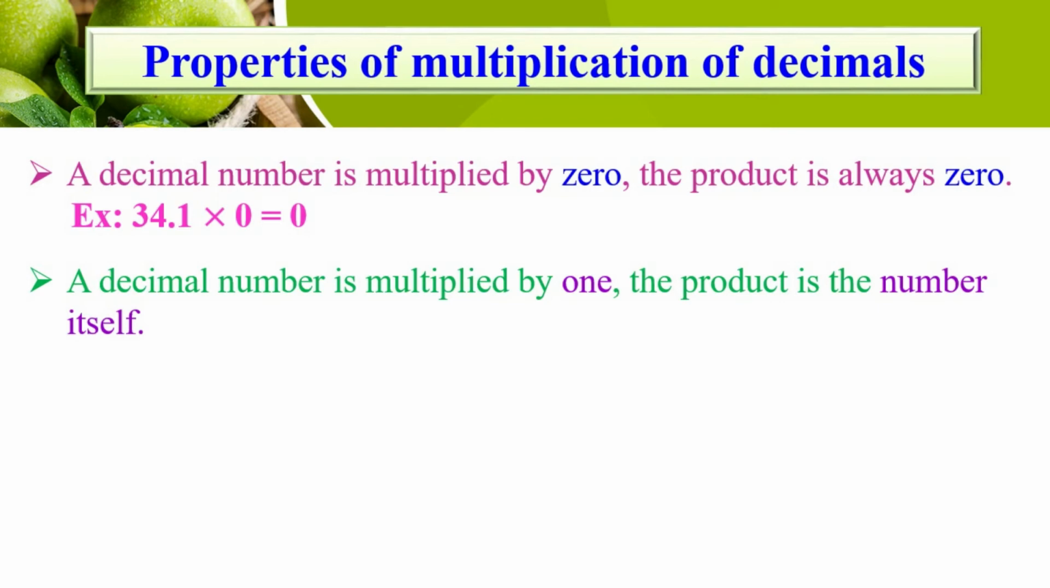If a decimal number is multiplied by 1, the product is the number itself. Let's see the example. 17.4 multiplied by 1, we get 17.4.